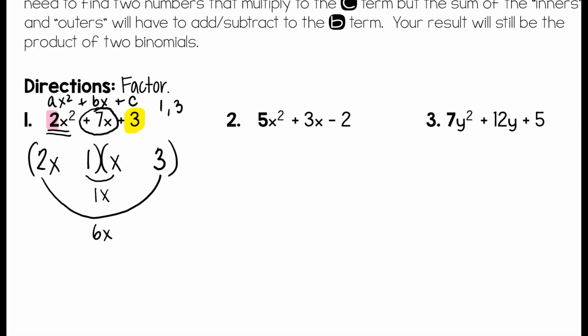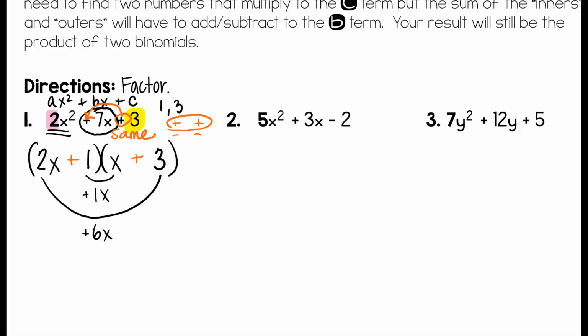So let's look at our C value. Our C value is positive, which means our signs will be the same. So they will either be plus, plus, or minus, minus. We then look at our B term, and that is a positive, which means our factors both have a positive sign. Now, if you look, that would mean that 1x is a positive 1x, and 6x is a positive 6x, and when you add those two together, you will get that 7x you need.